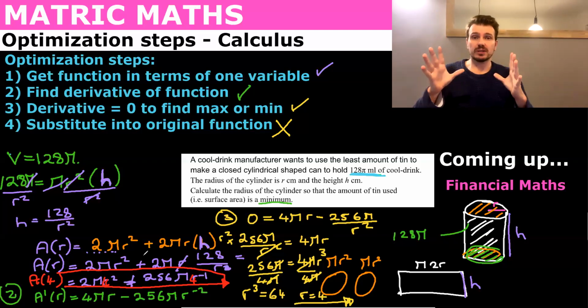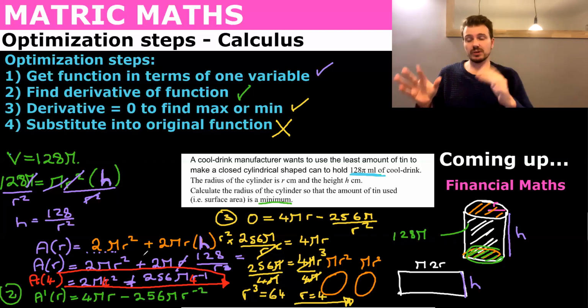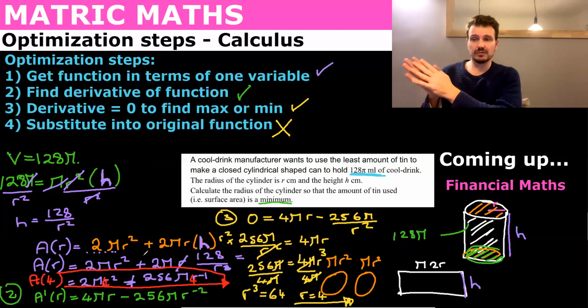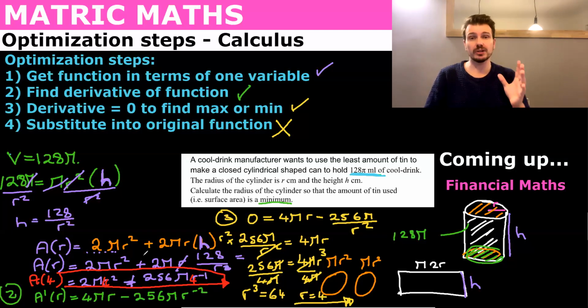The first bit is tricky, and so you might want to watch the video again from step 1 onwards, so that you work out how to do the function in terms of one variable. But I am going to do another one of these videos with similar things so that you get used to it, and then hopefully you can do them on your own.